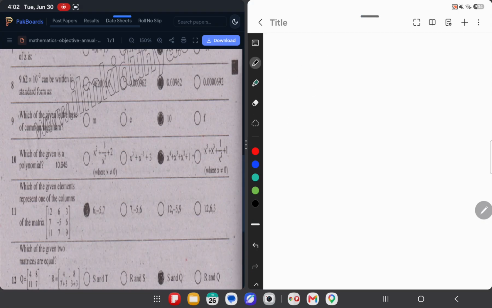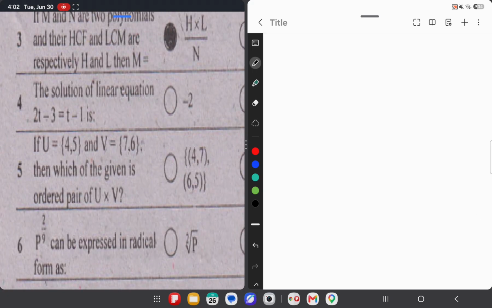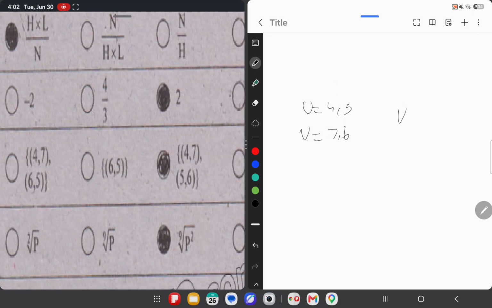You know, I want to give this a try. 4, 5, v = 7, 6. What? This is so weird. Yes, higher level mathematics. But this is class 9, code class 9. How on earth is this?